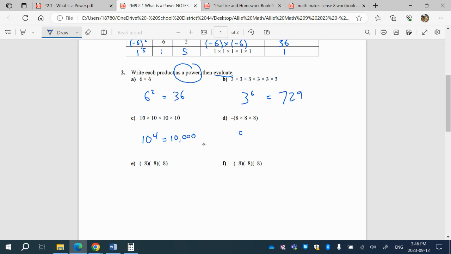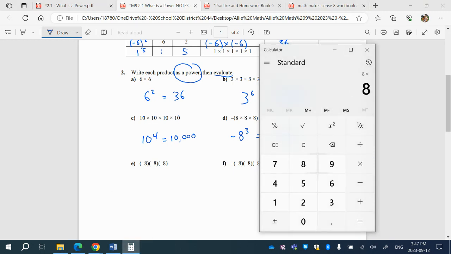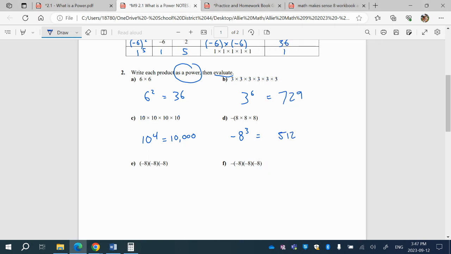Here we have a base of 8, and there's a negative, but no brackets. And it's being multiplied by itself 3 times, so it's going to look like that. That's going to equal 8 to the power of 3. So 8 times 8 times 8 is, I think, 512. Is that right? 8 times 8 times 8. Okay. And let's not forget our negative. So negative 512.